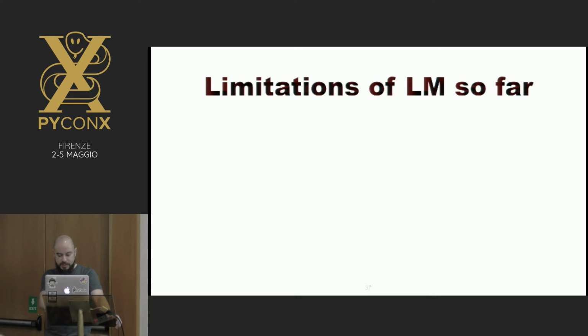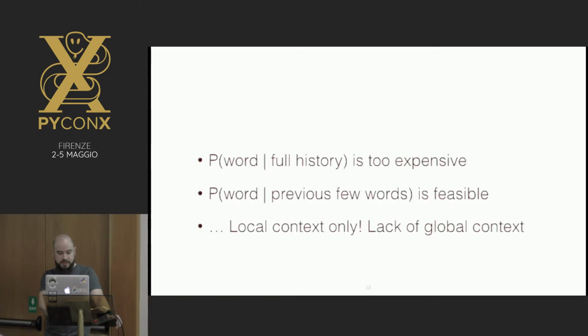So the big limitation of language models, as we've been doing language models for many years, is the computational cost of using the full history. So computing the probability of a word, given everything that you saw before, is too expensive. So what people typically do, they just use a shorter window. So maybe you can do 3-grams, 4-grams, 5-grams, something like that is more feasible, something you can compute. But then again, you capture local context only, you lack the global context.